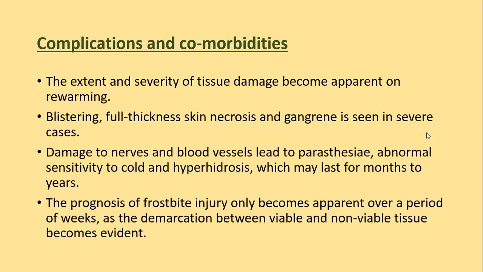Complications and comorbidity. The extent and severity of tissue damage become apparent on rewarming. Blistering, full thickness skin necrosis, and gangrene are seen in severe cases. Then damage to nerves and blood vessels leads to paresthesias, abnormal sensitivity to cold, and hyperhidrosis, which may last for months to years. The prognosis of frostbite injury only becomes apparent over a period of weeks as the demarcation line develops between the viable and non-viable tissue.